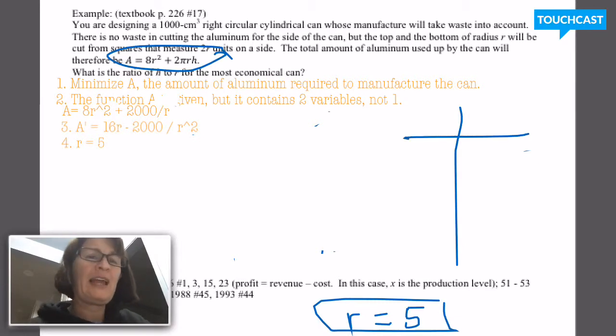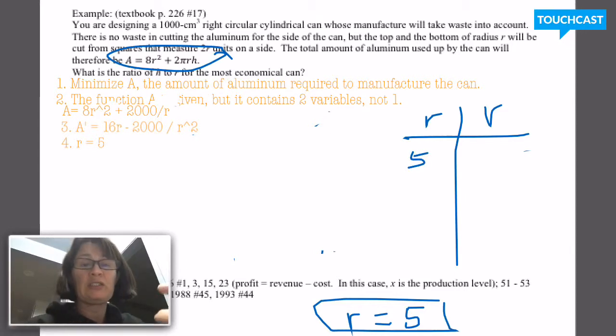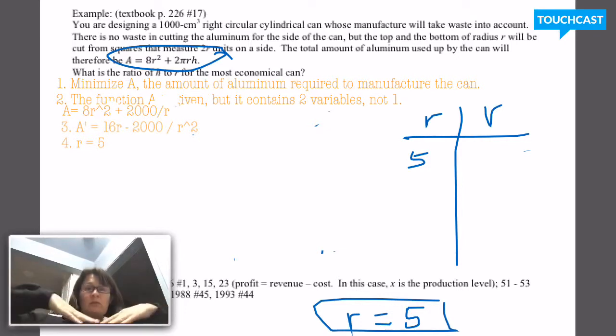Actually, I don't know that I actually need it here, but let's just see what we've got when I have r and the volume of the can. r is 5 is the only interesting place to look that I got. Am I sure that it's a minimum? I'm sure that it's a minimum because of the graph that I just showed you. That was when the input was 5, the graph had its lowest point. So I can plug 5 in here. I end up getting 600 as the volume.